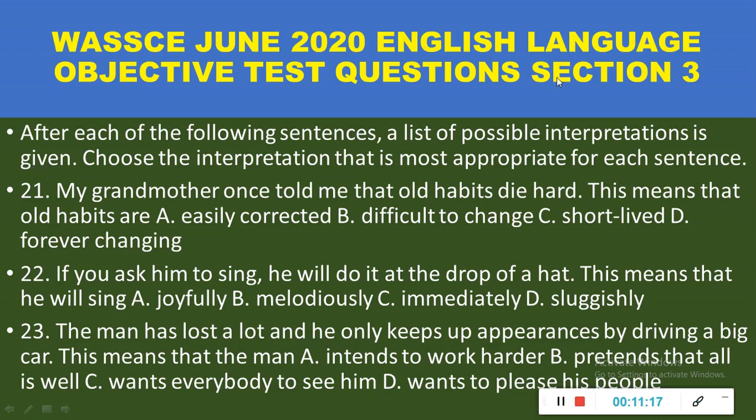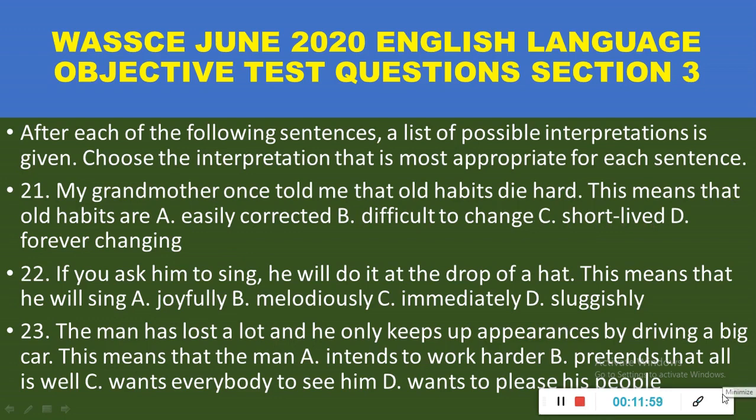Now, this is section 3 of the English language objective test questions, and we are dealing with sentence interpretation. Now, the instruction is this: after each of the following sentences, a list of possible interpretations is given. Choose the interpretation that is most appropriate for each sentence. Now, question 21. My grandmother once told me that old habits die hard. This means that old habits are A, easily corrected, B, difficult to change, C, short-lived, D, forever changing.